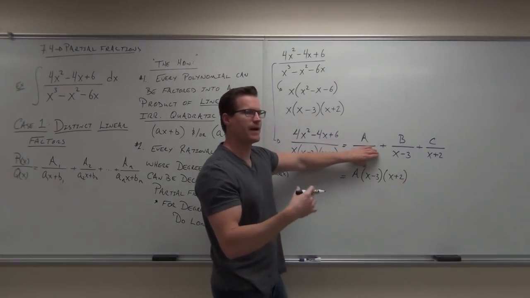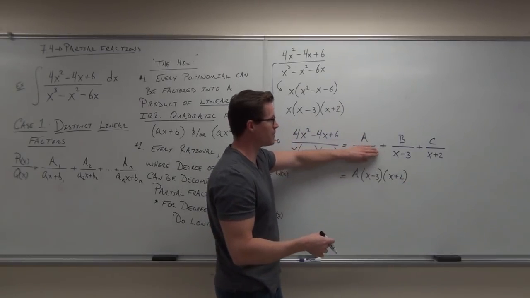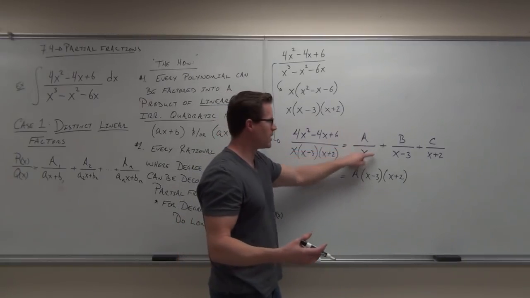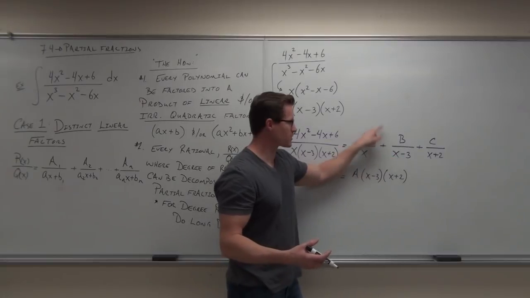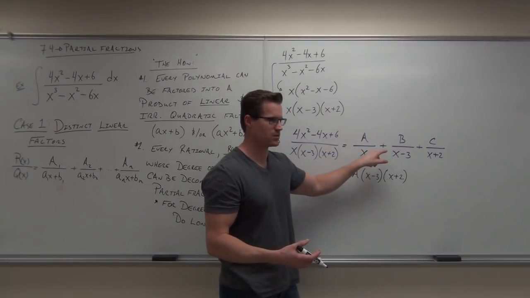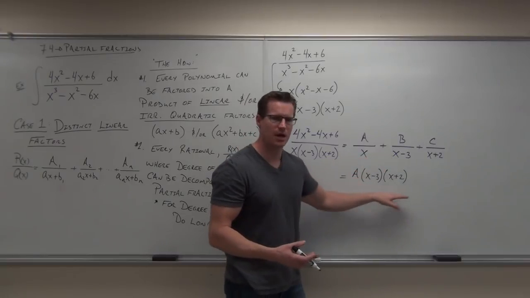So if I were to find that common denominator, I'm going to cover this up. Then we'd have to multiply. In order to find the common denominator, we'd be multiplying this fraction by x minus 3 over x minus 3 and x plus 2 over x plus 2. Does that make sense to you? We're not writing the denominator because of this.